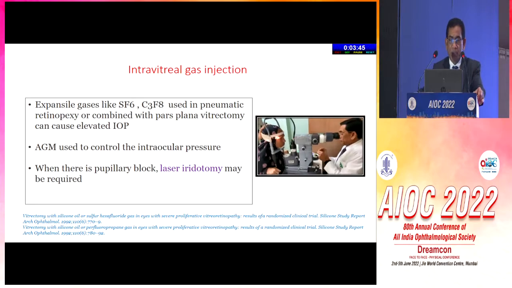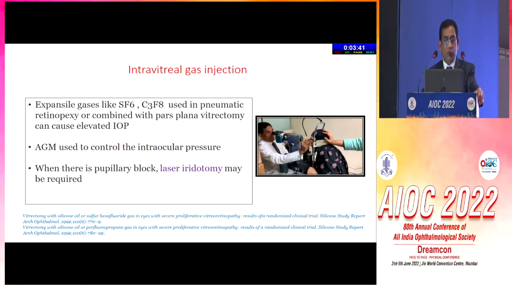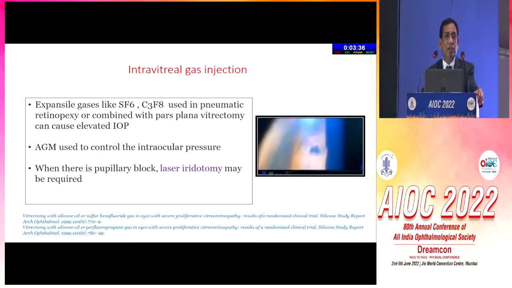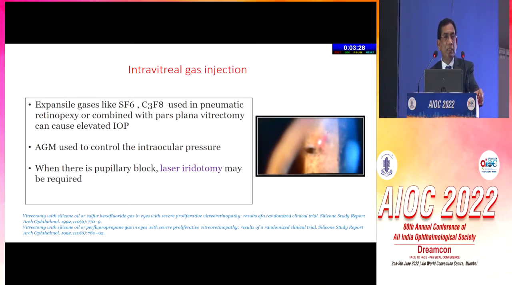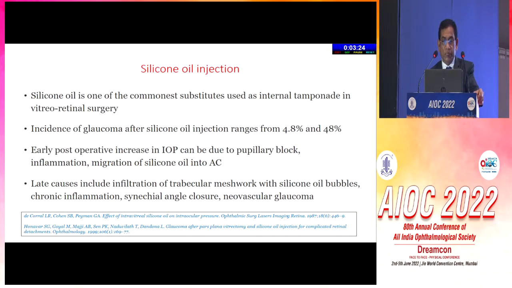Intravitreal gas injection sometimes causes higher intraocular pressure, and anti-glaucoma medication usually controls the pressure. Laser iridotomy actually works better because the gas is deposited behind the iris, inferiorly. So definitely, if you do a laser inferiorly, it works and helps decrease the intraocular pressure.